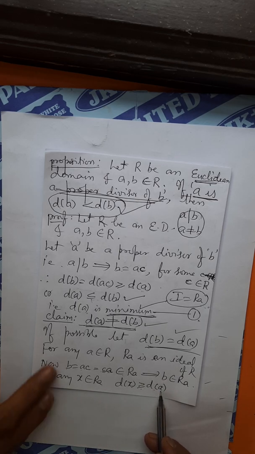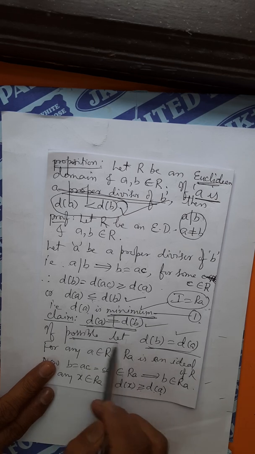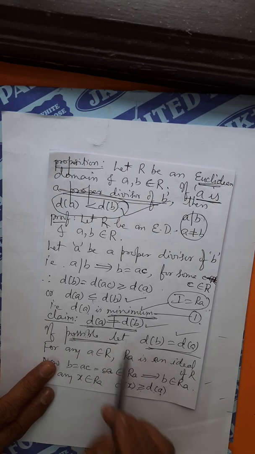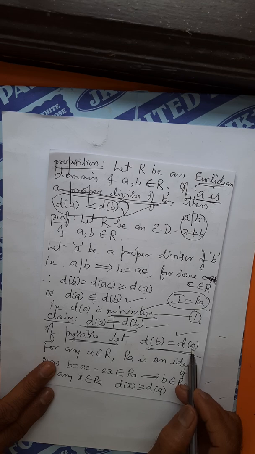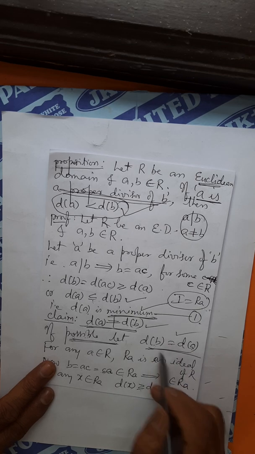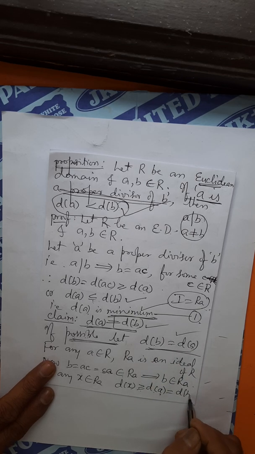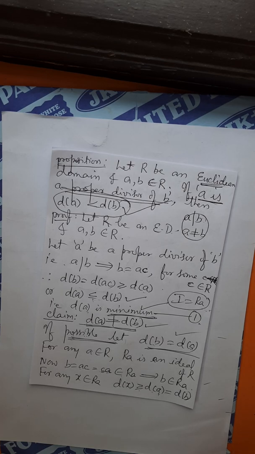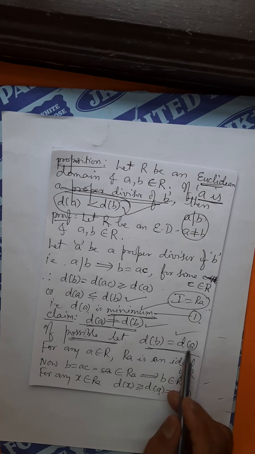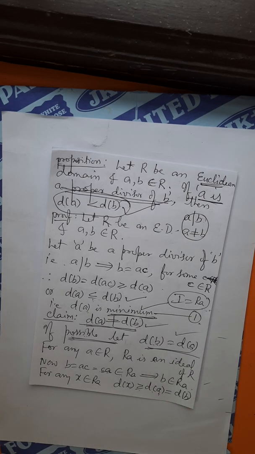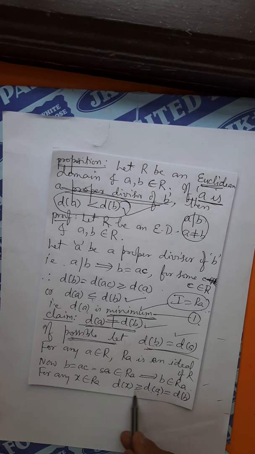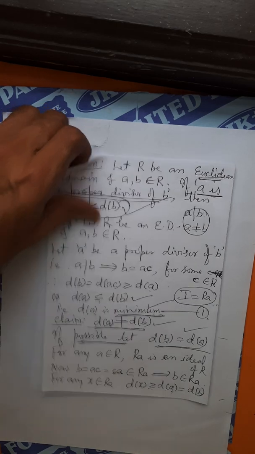Okay. But by your assumption, you said "if possible", what is the d value of A? It is equal to the d value of B. The d value of A is equal to the d value of B. Is that it? So what is the consequence? So d of B is smaller than or equal to the d value of x, right?